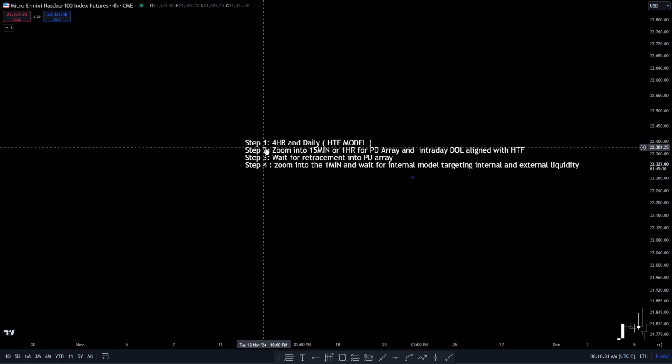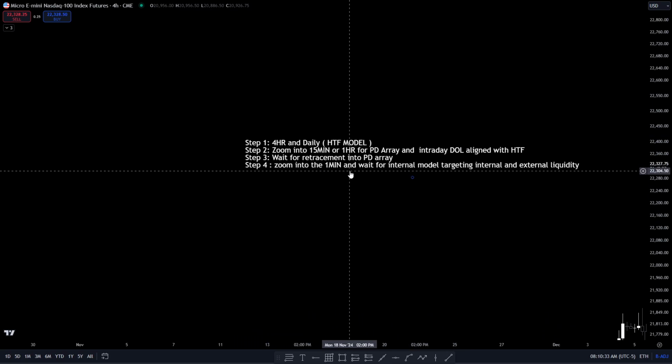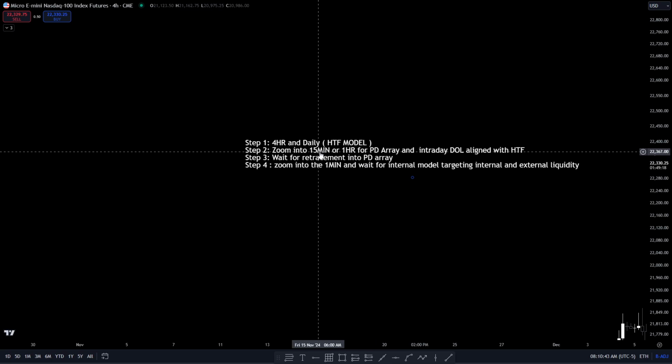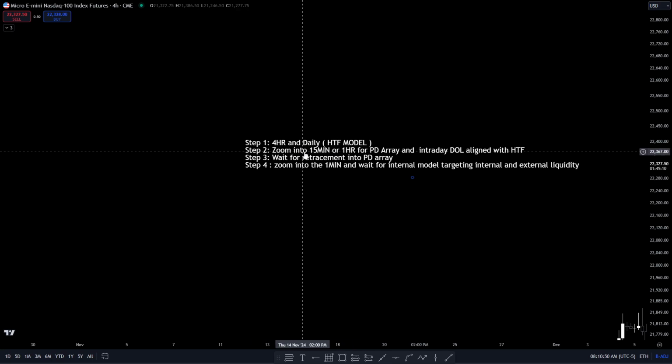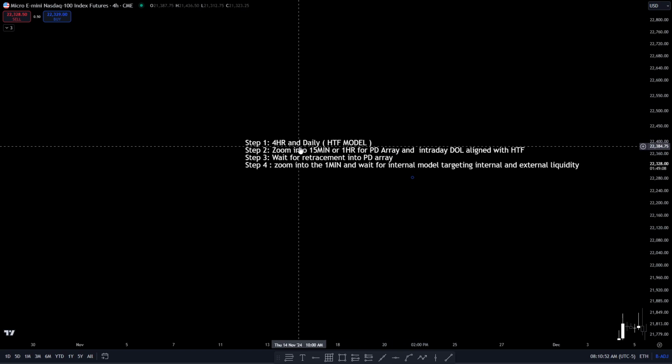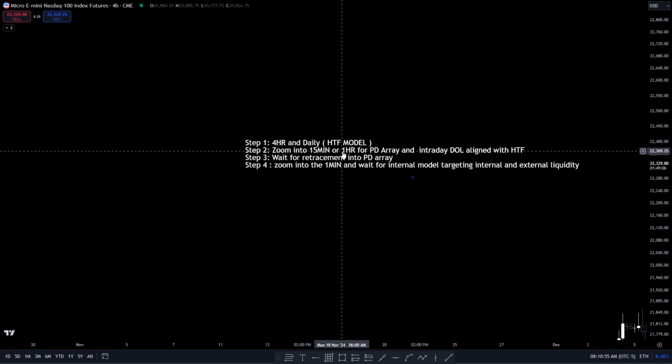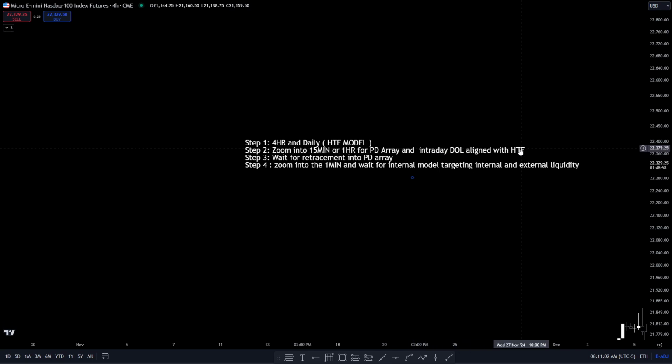Step two, after identifying if we're in a higher time frame market maker sell model or buy model, I zoom into the 15-minute or 1 hour. It doesn't matter which one. It doesn't have to be these two. You can do the 30-minute, 5-minute, whatever, whichever one you can find a higher time frame PD array on. I usually like these two, but I zoom into them and try to find a PD array to find my intraday draw on liquidity aligned with the higher time frame draw on liquidity.